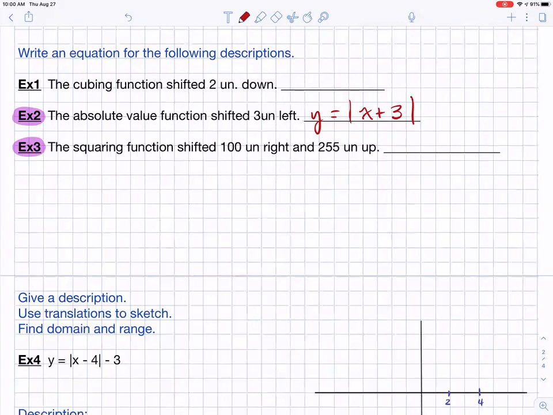Okay, look at number 3. Squaring function. That means you need to know what the equation looks like. The squaring function is shifted 100 units right and 255 units up. What I want you to do, don't say a word. I want you to write an equation. It's the squaring function, shifted 100 units right, 255 units up. Write an equation.